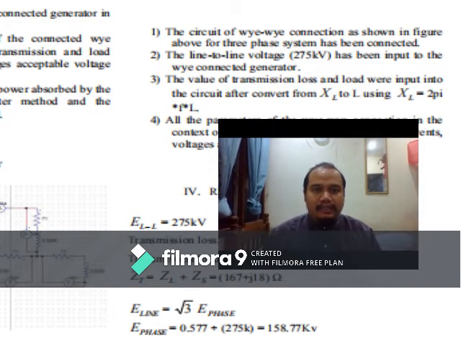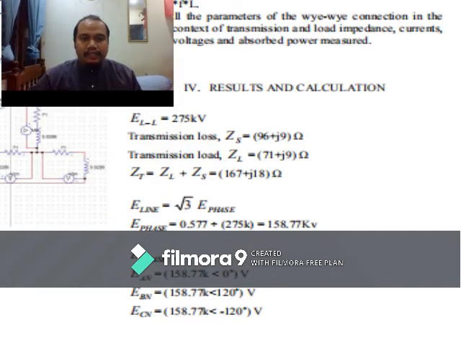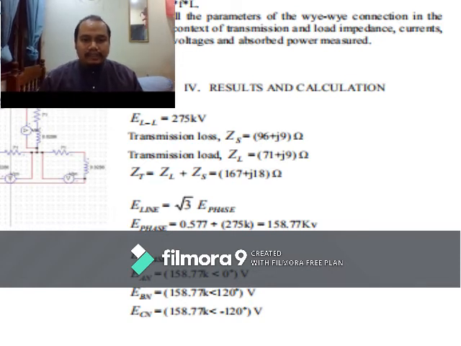The line voltage I use is 275 kV. That is given to me, and the output is the input to the Y-connected generator voltage. The values of transmission loss and load are input into the circuit after converting XL to L by using the XL formula equal to 2πfL. All the parameters of the Y-Y connection in the context of transmission and load impedance, current, voltage, and absorbed power are measured.